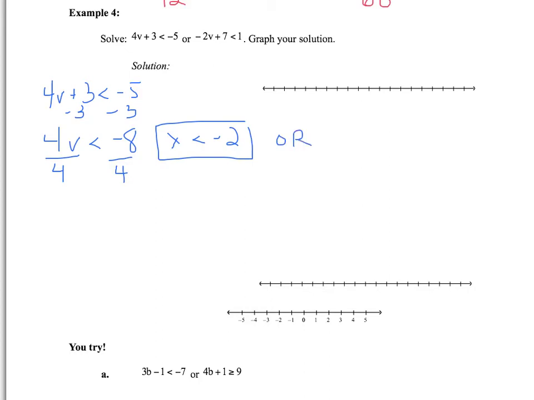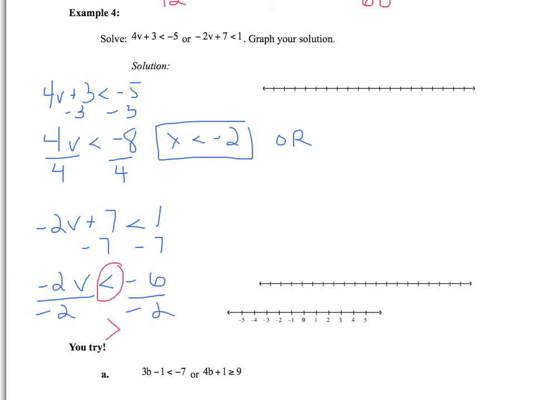Or, if I solve my second equation, negative 2v plus 7 is less than 1. Okay, so I'm going to subtract 7 from both sides. And here I get negative 2v is less than negative 6. So dividing by negative 2. Here I'm dividing by a negative number, so remember that this has to flip. So I have v is greater than 3. Okay, so or v is greater than 3.